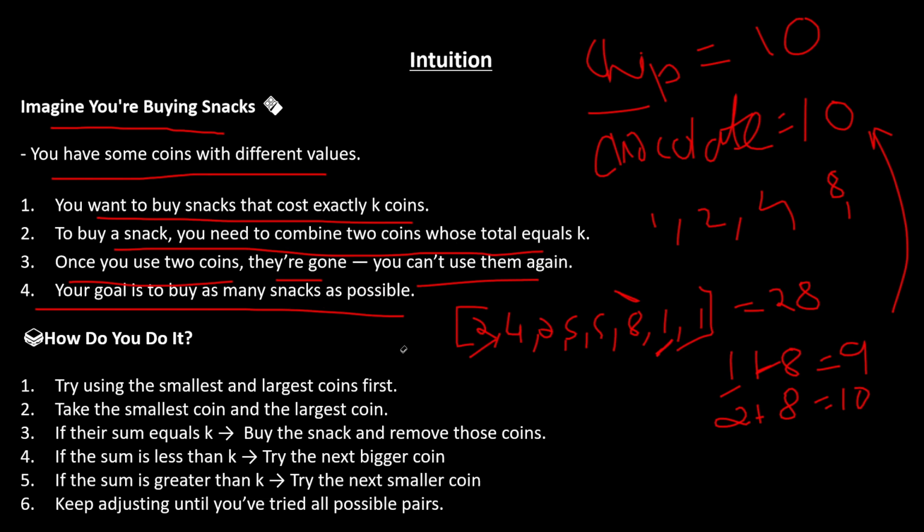Now, since we have given that money to the shopkeeper, this 2 will disappear from here. 8 will also disappear from here. Okay, this is done. So we have given the pair of 2 comma 8 right now. Okay, this could be the understanding.